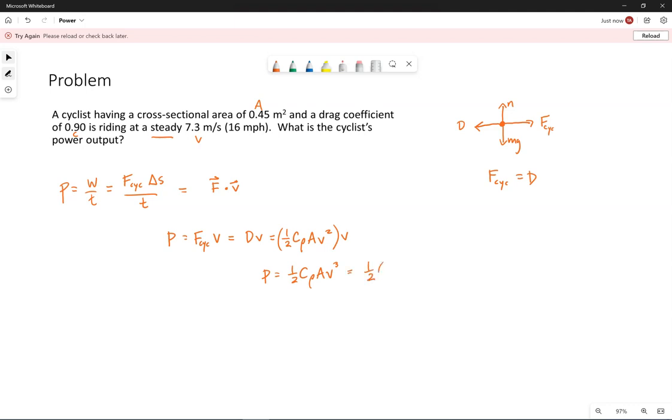The problem tells us the drag coefficient is 0.9. Rho, I'm just going to use the value 1.3 that was given in the test notes and in the chapter. A is the cyclist's cross-sectional area, so 0.45. It's in meters squared, so those are the SI units we want. And then the speed needs to go to the third power.